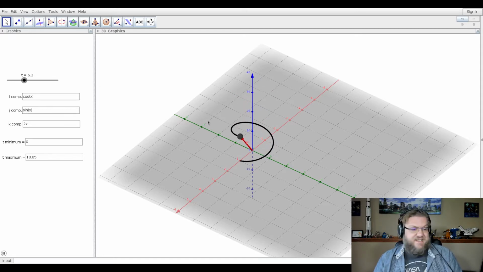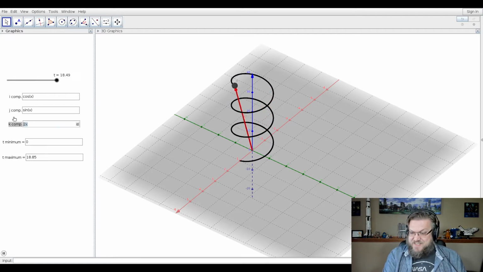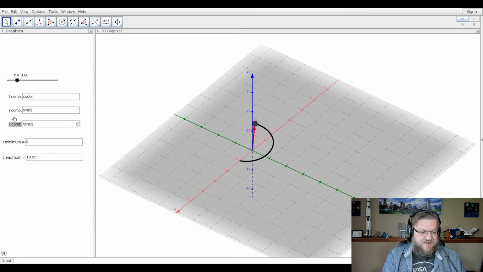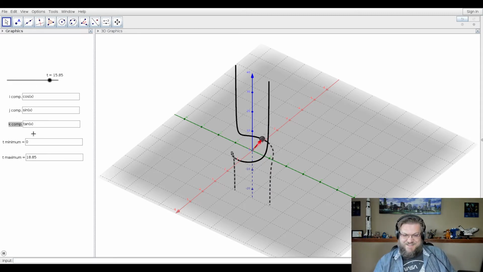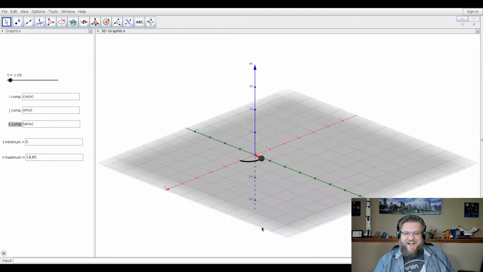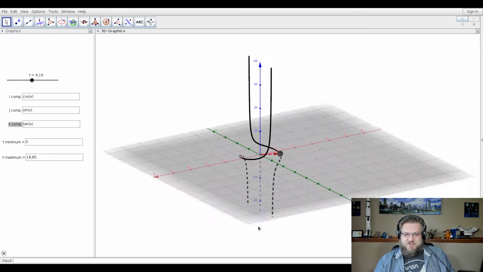What about cosine, sine, and tangent? Ooh, yeah. So if I did my K component of tangent, I'm going to get some issues because tangent's not always defined. But let's go there and see if it explodes. Oh, look at that. Love it. Remember I told you about tangent's asymptotes?